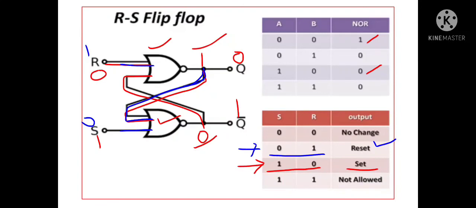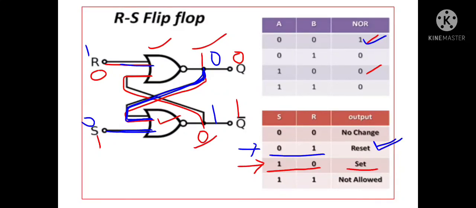So 1 is connected to the input of this gate, and as per the definition, if any input is 1, then its output becomes 0. So the latest output of this gate becomes 0, and obviously this 0 is connected to the input of this second gate, and its one input is already 0. So for this gate both inputs are 0 0, so its recent output is 1. That's why we can write here the recent output as 1. So for this condition we can say this flip-flop is now reset.